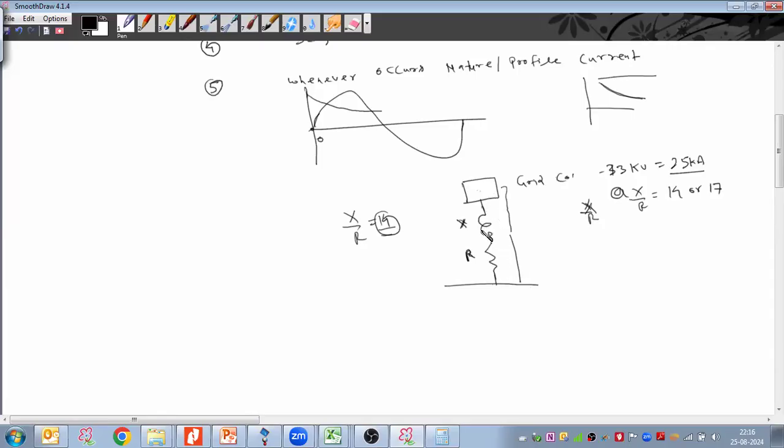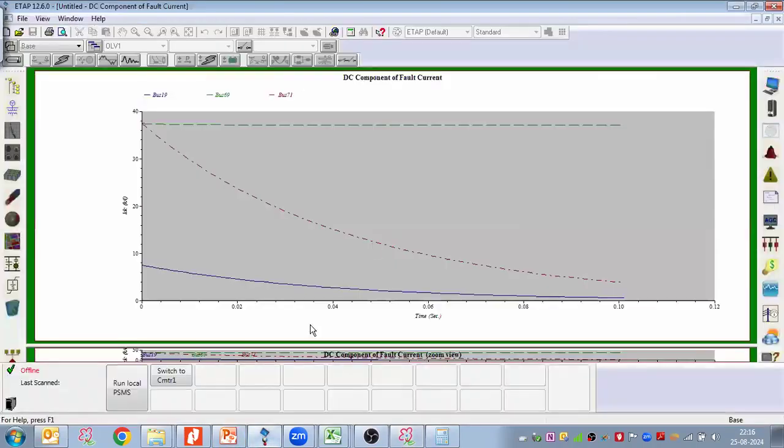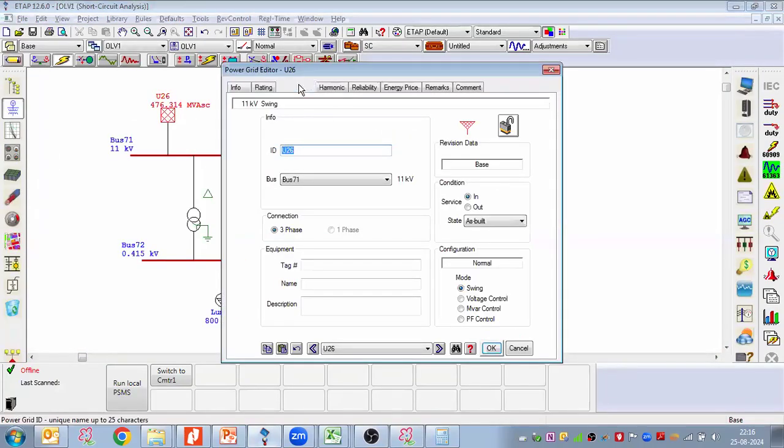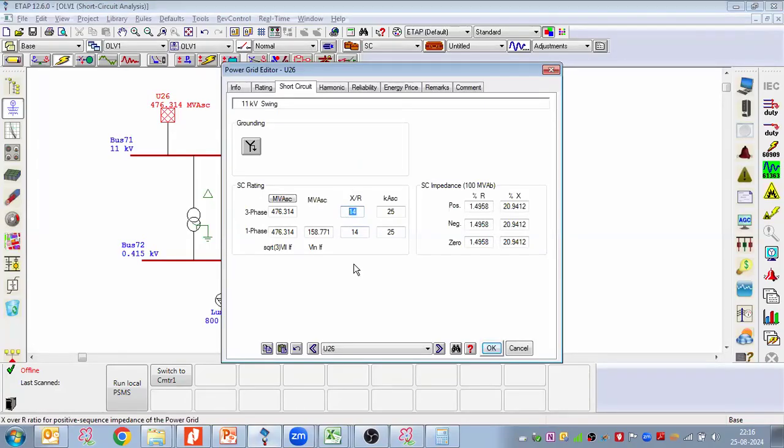The grid connected to the bus is the combination of 1,000 generators, the length of the transmission line. So at this X by R, I am getting this short circuit current that I am putting here. So when we need to perform the short circuit calculation, when we are taking the grid, here in the grid we need to enter the X by R, right? Yes, that X by R I am telling.